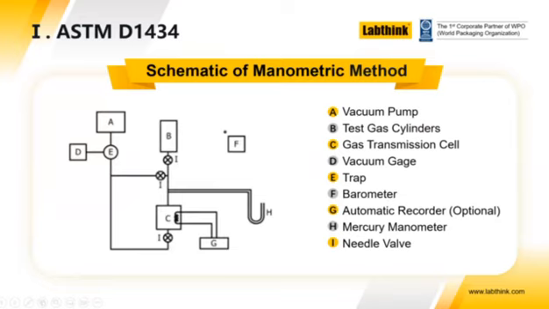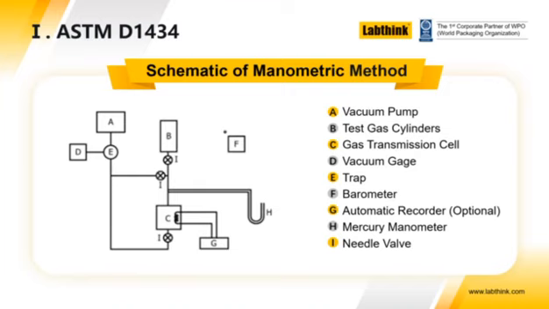So looking at the schematic and the list of components that make up the system on the right-hand side, it's immediately clear that there is one piece of equipment which is unique amongst the equipment used to measure permeation, and that's the vacuum pump. You can see it's denoted by the letter A.